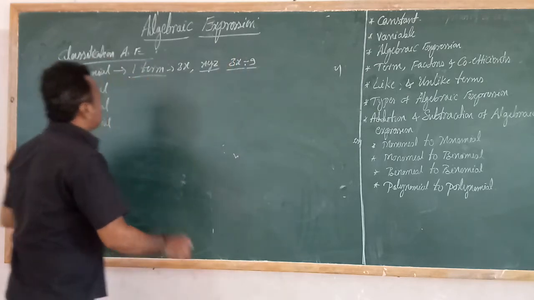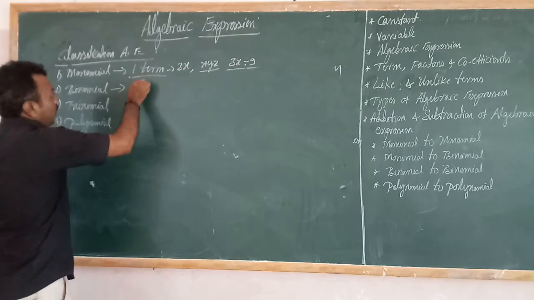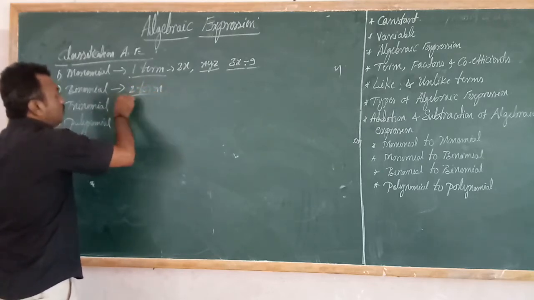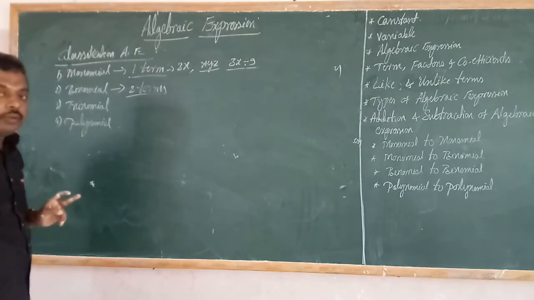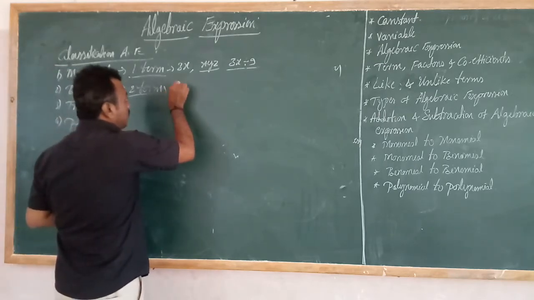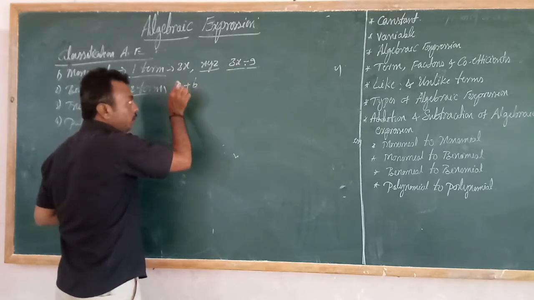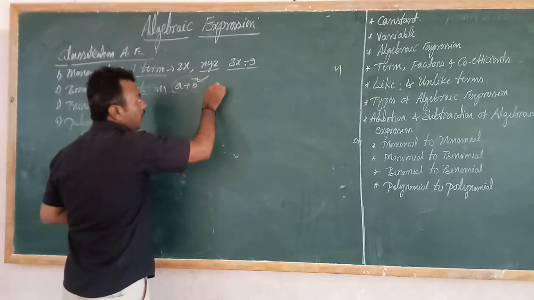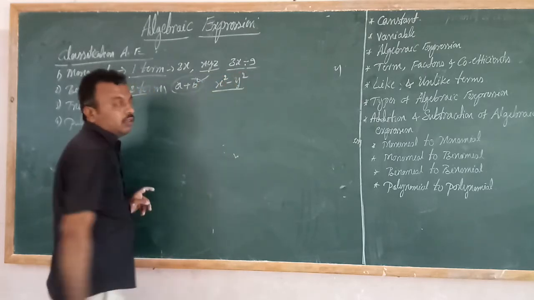Okay. Next, binomial. Binomial means the algebraic expression has two terms. An algebraic expression having two terms is called a binomial. For example, a is one variable, b is another variable, connected by plus. So plus divides it into two terms. One plus sign divides it into two terms, then it is called a binomial. And x square minus y square is also a binomial.